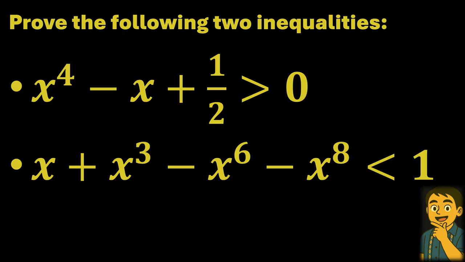Hello everyone, here is today's problem. Prove the following two inequalities. Number 1, x to the power 4 minus x plus half is greater than 0. And number 2, x plus x to the power 3 minus x to the power 6 minus x to the power 8 is less than 1. Note that in this case, x is a real number.